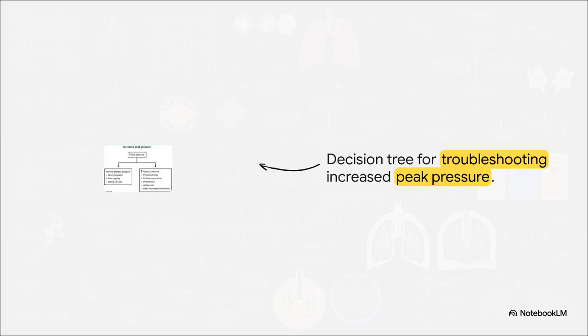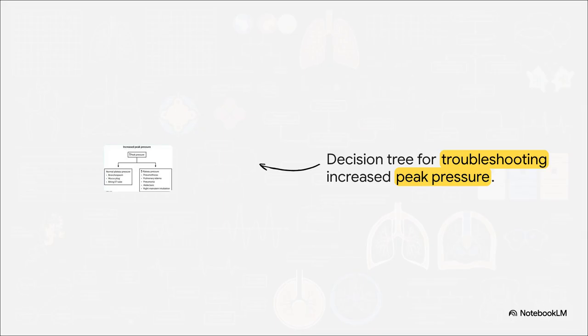So why does that difference matter? Because it gives you the highest yield troubleshooting logic when a vent alarm starts blaring for high airway pressures. If the peak pressure spikes, immediately check your plateau pressure. If the plateau is totally normal, your lung compliance is fine. The problem is purely a resistance issue. You're thinking bronchospasm, a mucus plug, kinked tubing, or maybe the patient is just chomping down and biting the tube.